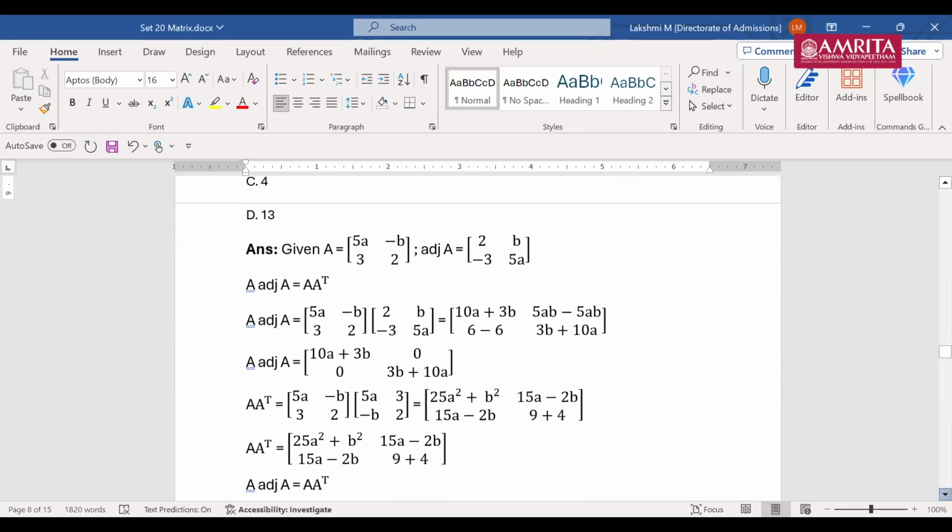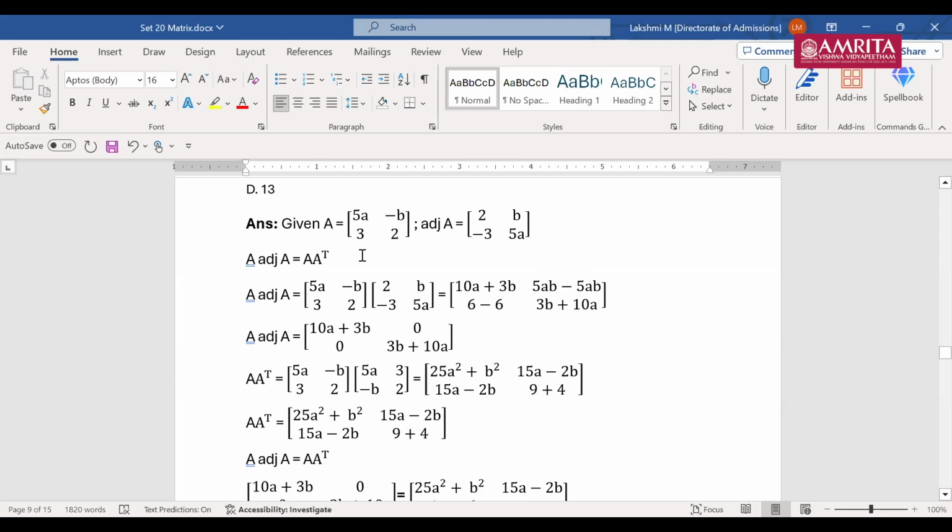So here A is given as this. We know how to find the adjoint of A. You just have to exchange the terms. So it's like 2, 5A, B, and this is minus 3. So A into adjoint A, you can just find it. It is 5A minus B, 3, 2B minus 3, 5A. So 5A into 2 plus minus B into minus 3, so it's 3B. And 5A into B is 5AB minus 5AB. And then 3 into 6 minus 6, so it's gone. Then the second one is 3B plus 10A. So you have something like this.